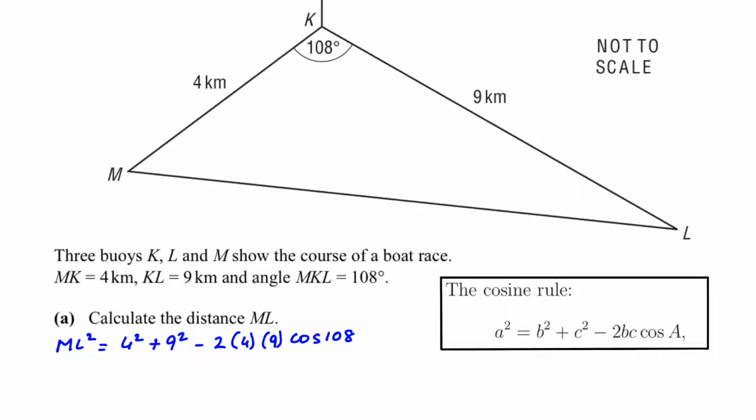Now we'll put this in the calculator and see what we get. We'll get 119.2. This is ML squared. We want ML. So we have to square root this answer. When you square root the answer, you will get 10.92. You can round it up to 10.9. So ML is 10.9 kilometers.